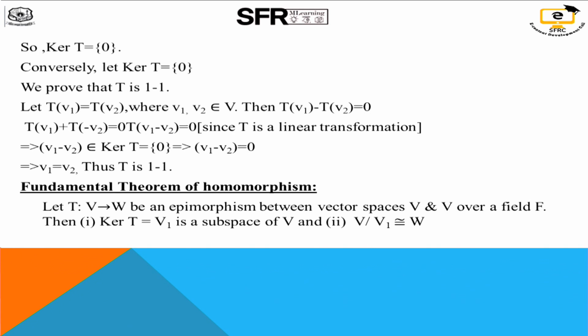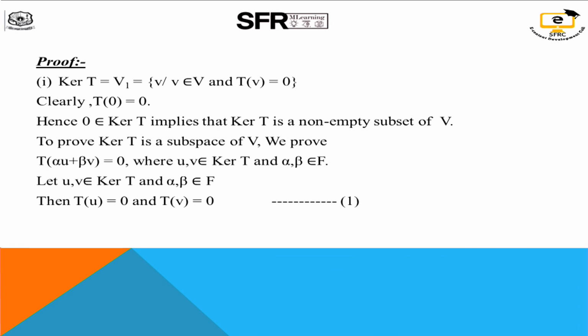Then the very important and last theorem in this section is the fundamental theorem of homomorphism. Here we are taking an epimorphism, meaning an onto homomorphism T between the vector spaces V and W over a field F. You prove that kernel T, equal to V1, is a subspace of V and V by V1 is isomorphic to W. First we prove that kernel T is a subspace. Next we prove that there exists an isomorphism between V by V1 and W. Here you can see the first part. Kernel T is a subspace: by applying the previous theorem, T of alpha u plus beta v, we prove the conditions of addition and scalar multiplication. Here T of 0 equals 0, which means the zero element belongs to kernel T. So kernel T is a non-empty subset of V.